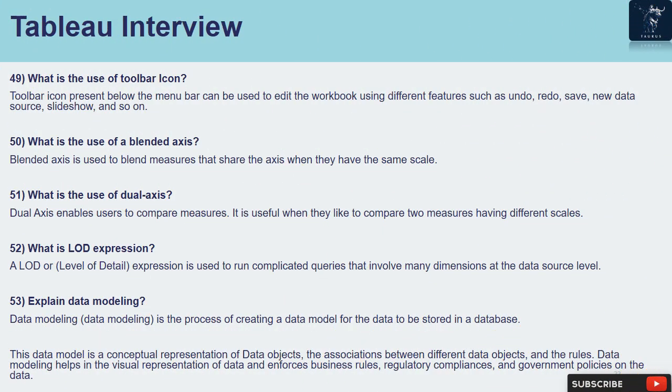49. What is the use of the toolbar icon? The toolbar icon present below the menu bar can be used to edit the workbook using different features such as undo, redo, save, new data source, slideshow, and so on. 50. What is the use of a blended axis? A blended axis is used to blend measures that share the axis when they have the same scale. 51. What is the use of dual axis?